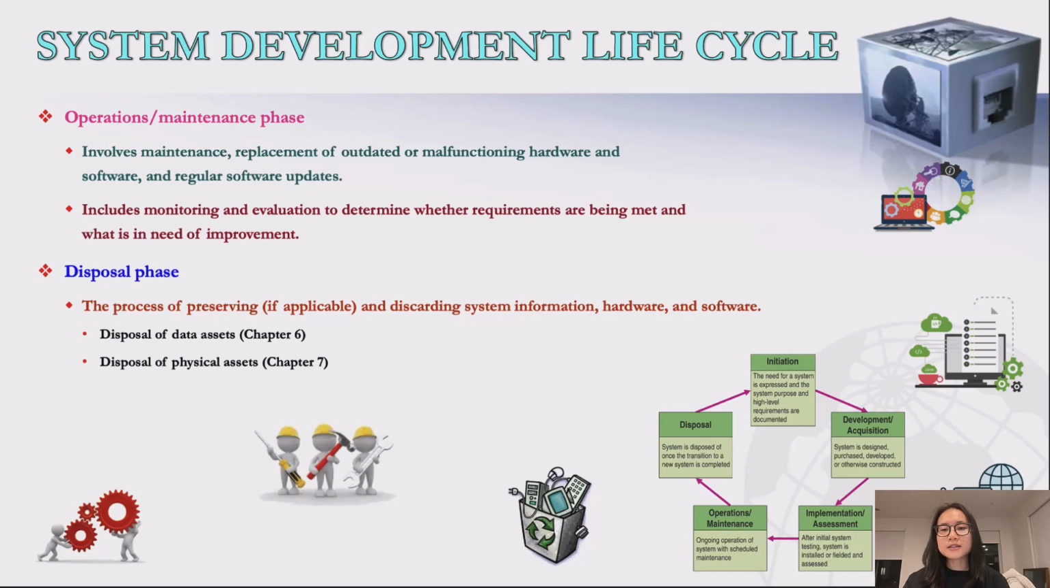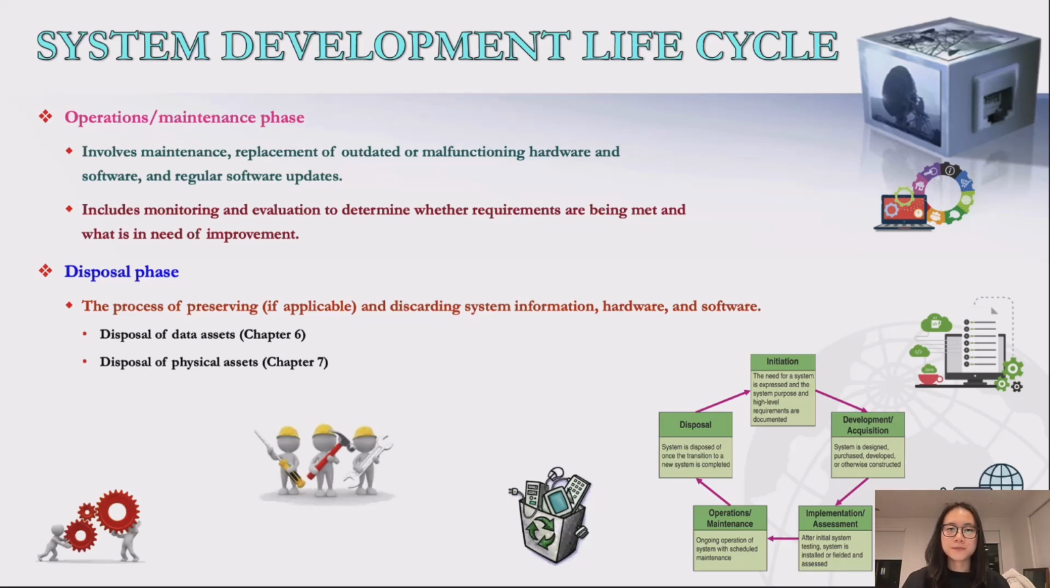And the last phase is disposal. The disposal phase of the system development lifecycle refers to the process of preserving and discarding system information, hardware, and software. We already discussed the disposal of data assets in Chapter 6 and the disposal of physical assets in Chapter 7 in detail.